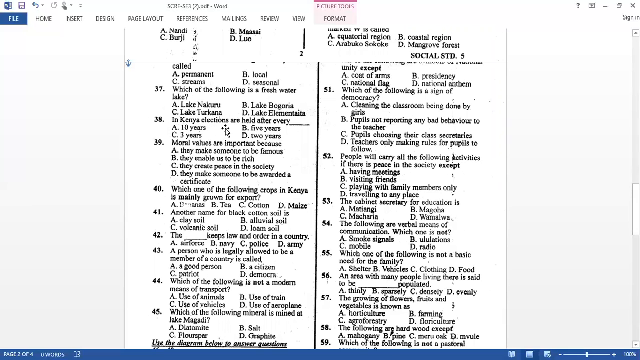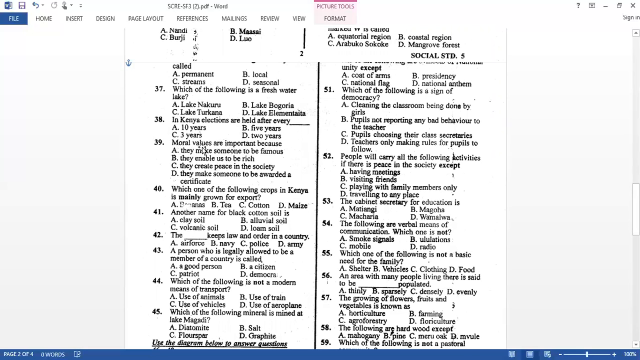In Kenya, elections are held after how many years? So general elections take place after 5 years. Census, 10 years.